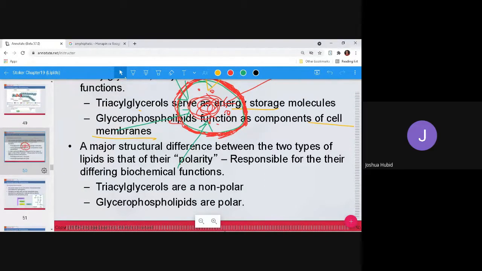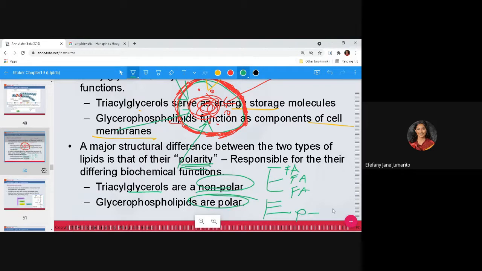A major structural difference between the two types of lipids is their polarity, responsible for the differing biochemical functions. Triacylglycerols are nonpolar, glycerophospholipids are polar. So again, triacylglycerols are nonpolar, with the three fatty acids, while glycerophospholipids are polar.